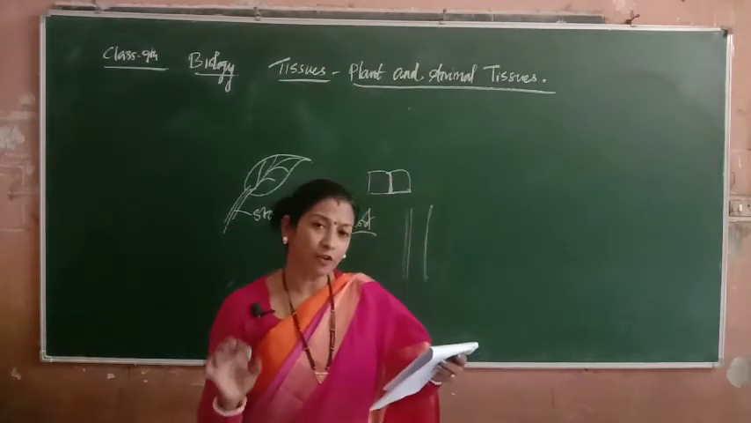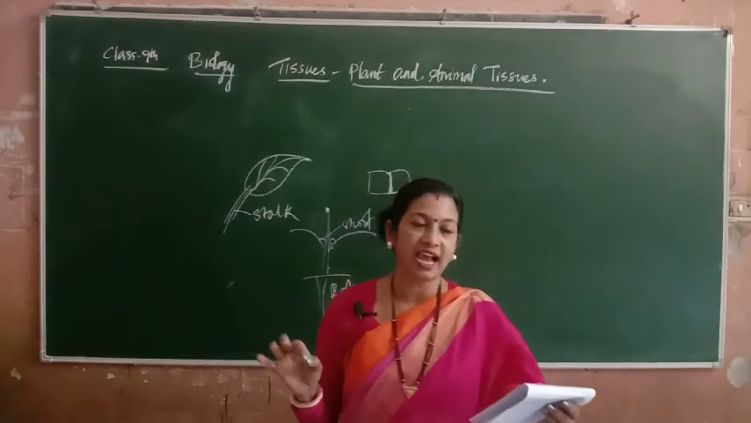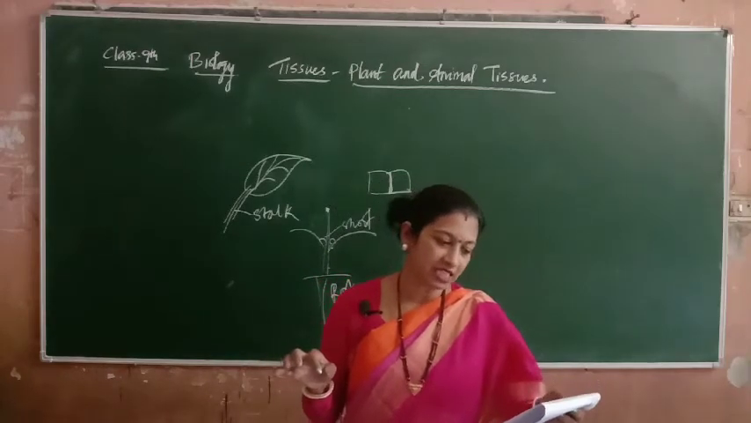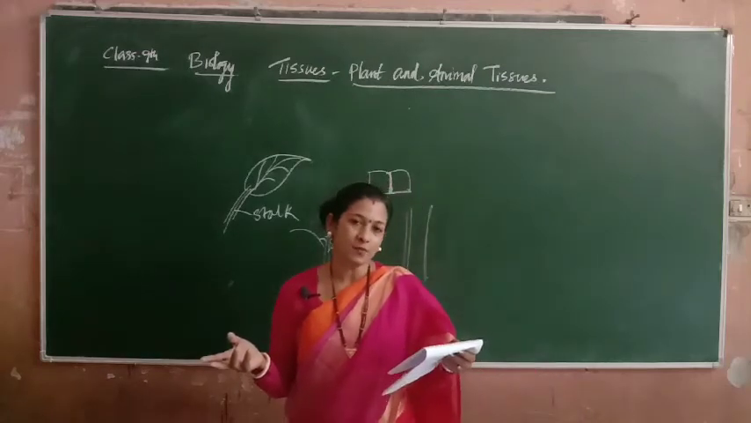They are found in soft parts of the plant body and they have a single large vacuole, and these parenchymatous cells provide temporary support to the plants.